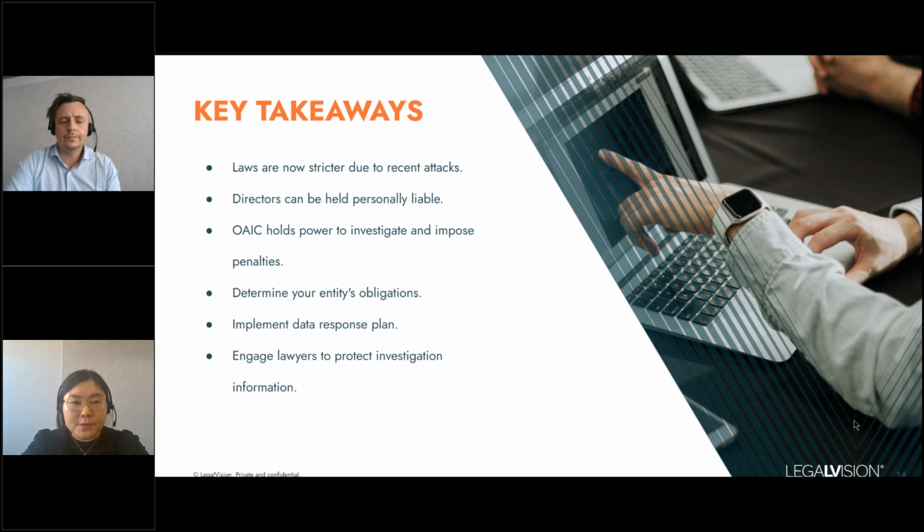Therefore, it's important that you determine your entity's specific obligations under the privacy legislation. Ask yourself, are you an entity that has an annual turnover of more than $3 million? If not, are you one of the entities that handles information that requires stricter obligations and requirements? So implement a data response plan which allows you to act quickly to prevent serious harm. And if an attack occurs, engage lawyers to ensure that whatever damaging information emerges from cybersecurity investigation is protected by legal professional privilege to minimize the risk of exposure to future litigation.